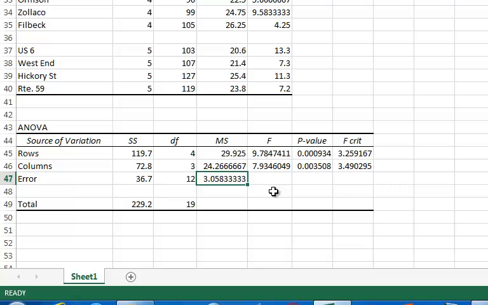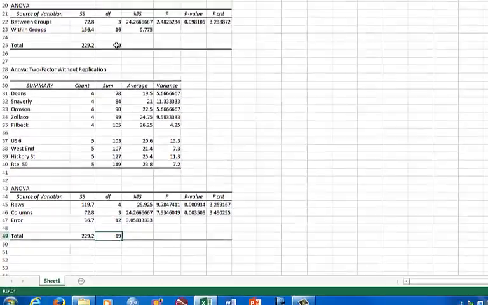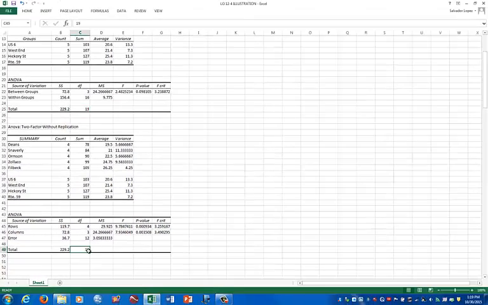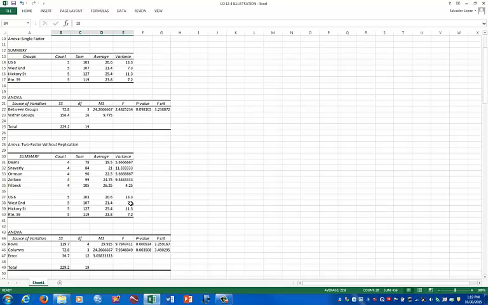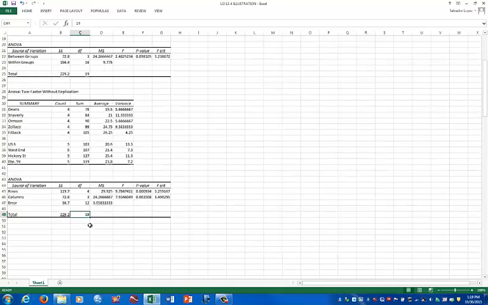Before I continue, notice that the total degrees of freedom is 19 here, the same as here was 19. The total degrees of freedom is always n minus 1, where n is the total number of numbers in the data set. We have 20 here, 5 drivers times 4 routes equals 20. 20 minus 1 equals 19. You could have used that also to figure out the degrees of freedom for the error. If you knew 4 and 3 here, and you know that this total must be 19, 19 minus 7 must be equal to 12.